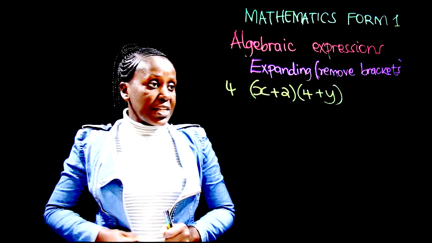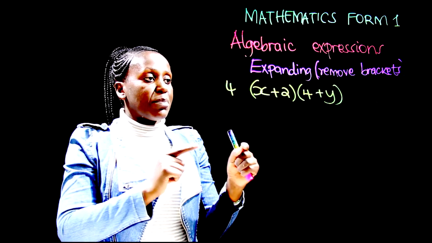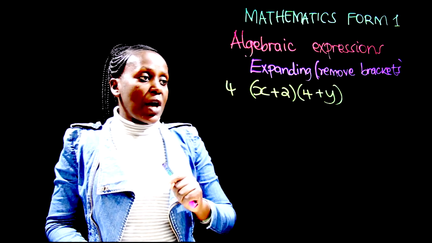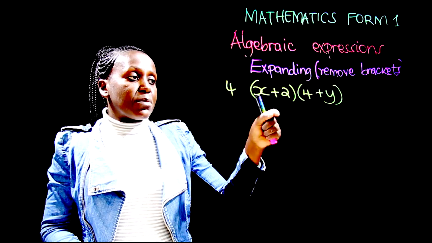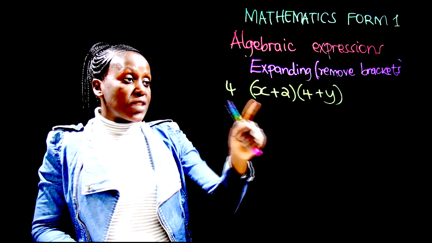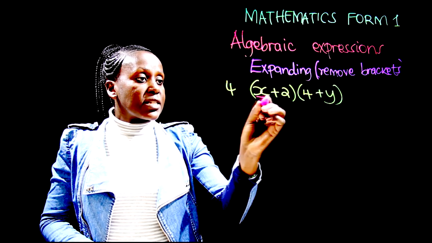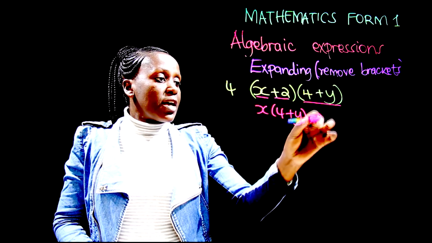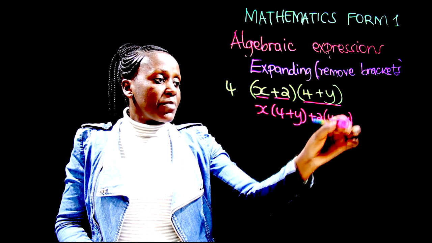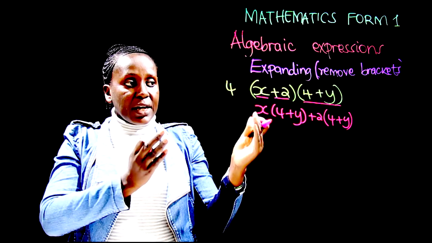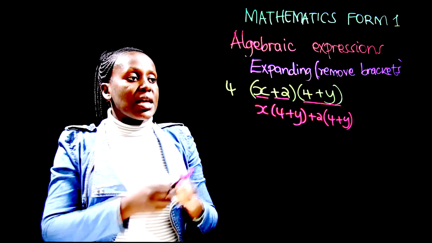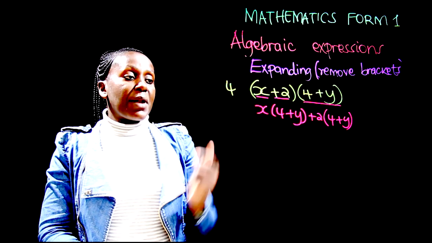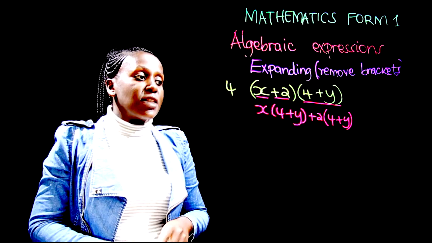So now in this case, you notice that x plus 2 is being multiplied by 4 plus y, meaning that x is being multiplied by 4 plus y, and positive 2 is also being multiplied by 4 plus y. So we are going to separate the two, beginning with x. So x is multiplying 4 plus y, and then positive 2 is also multiplying 4 plus y. Let me repeat. X plus 2 into brackets being multiplied by 4 plus y into brackets means that the whole of this is multiplying 4 plus y. So we can separate that into x times 4 plus y, then plus 2 times 4 plus y.